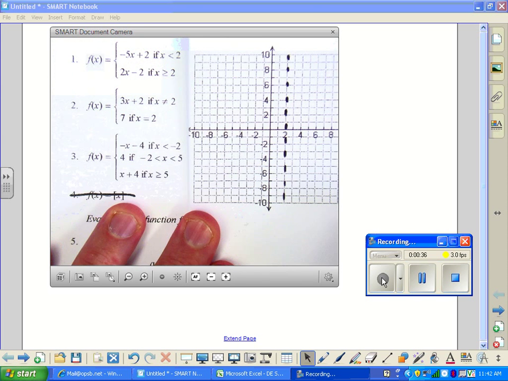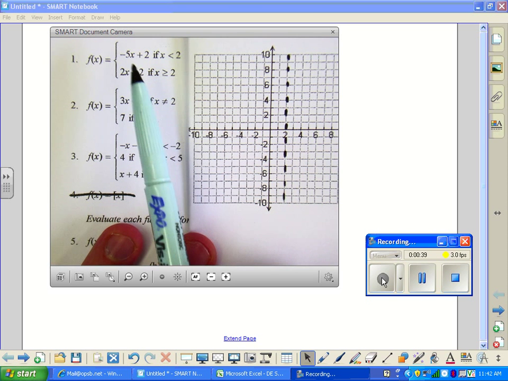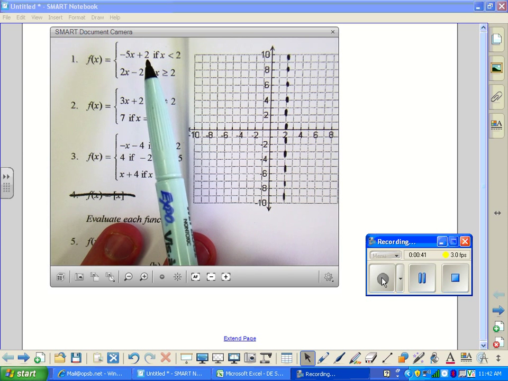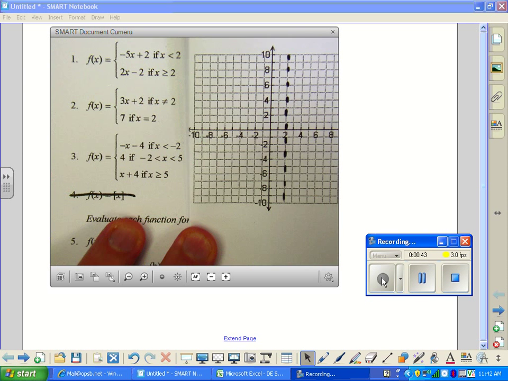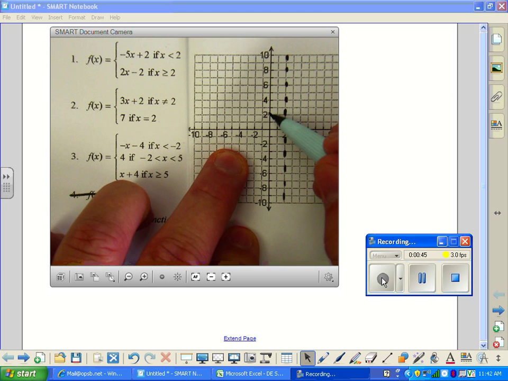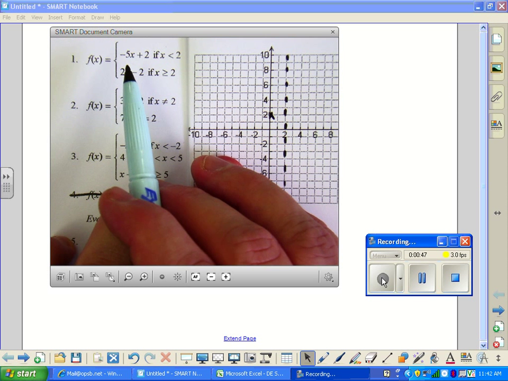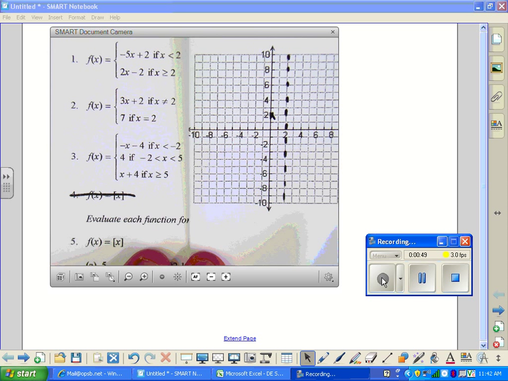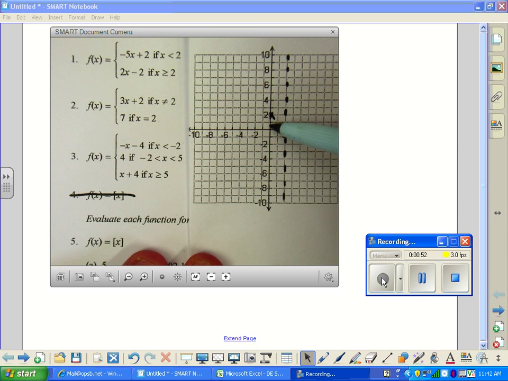Okay, now let's graph this first one. So it's got a y-intercept of 2 and then a slope of -5. So I'm going to go up to 2, and then that would be -5 over 1. So I would fall 5 and then run 1. So 1, 2, 3, 4, 5, and then run 1.